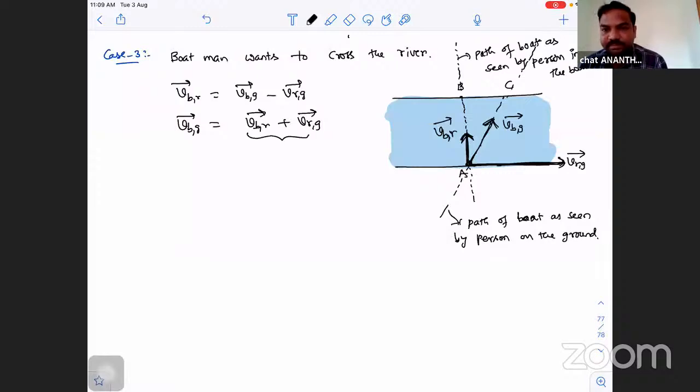Understood? So like this, the boatman will travel in one direction. The boatman will try to move in one direction, but actually the boat will go in another direction as seen from the ground. Ground lo chuste oka direction untundi, boat lo chuste oka direction. Okay.